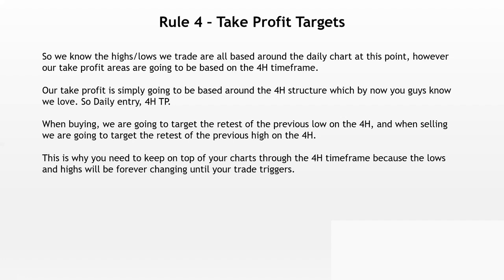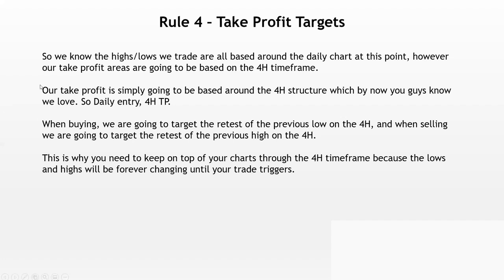We all understand market structure. We know what a previous high is. We know what a previous low is. Easy as that. So when we are buying, we are just going to target the retest of the previous low on the 4-hour. I'm going to show some examples, but imagine price is in a downtrend on the 4-hour. If we buy, for example, where my mouse is, we are expecting that it may retest the previous low on the 4-hour and continue in that trend. So that is what we are going to use as the take profit.